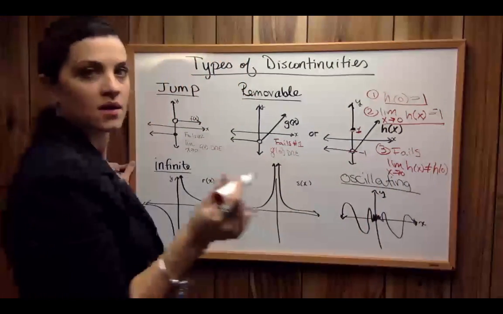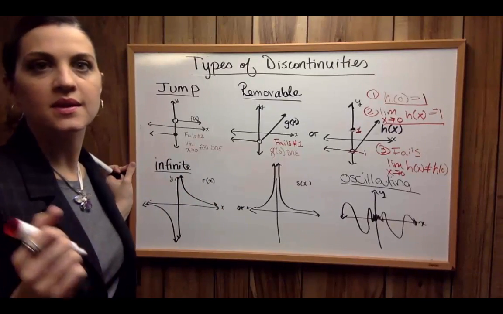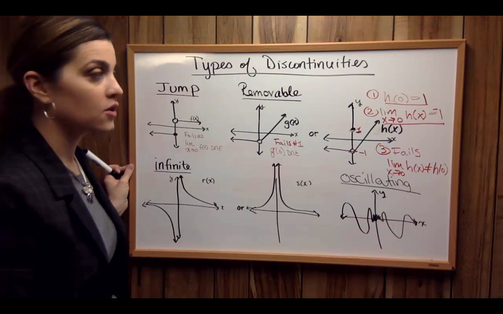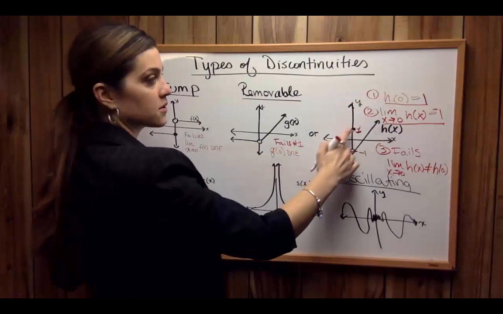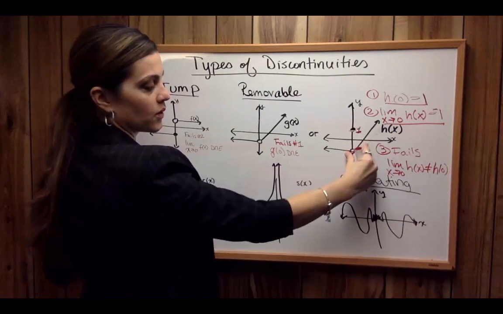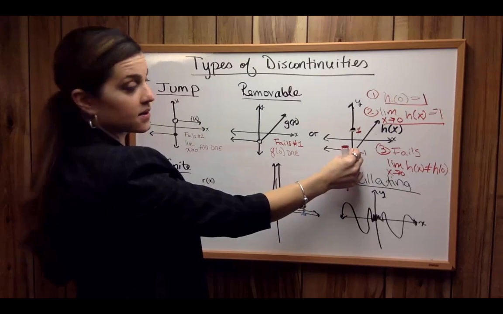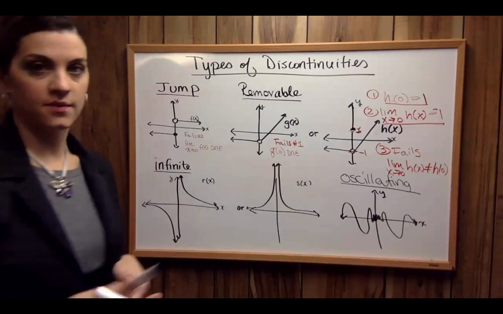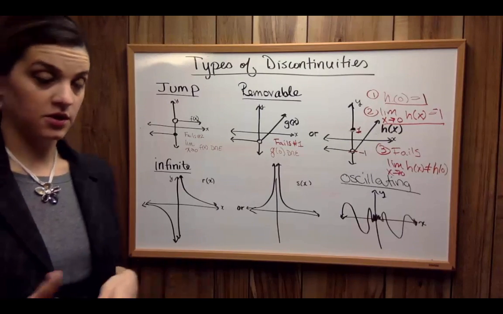The statement that says that it fails is very important. So this statement right here is really important. Again, notice that the value at 0 is 1. The limit at 0, where the left and the right hand side meet, is -1, but they're not the same number. So therefore, it fails to be continuous, and that's a removable discontinuity.